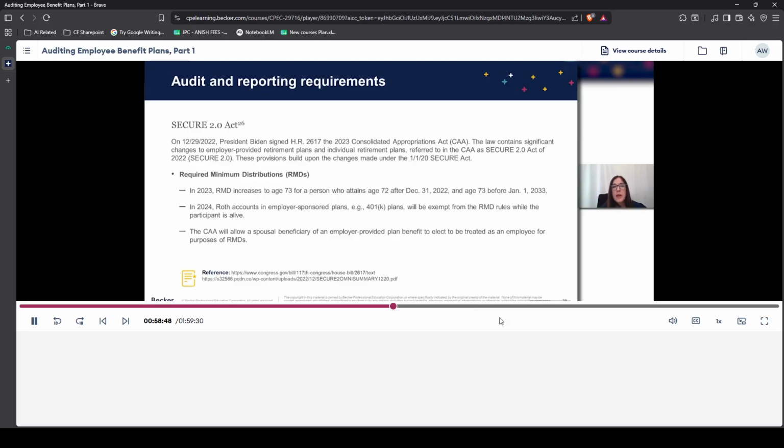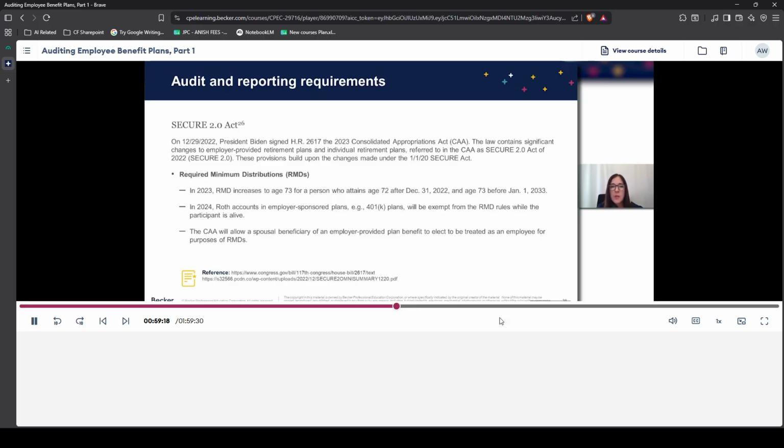Now, please bear with me here for the next couple of minutes as we go through these very detailed changes under Secure 2.0. A lot of dates, a lot of numbers. You're going to have to make sure that you're working with your plan sponsors so that they're familiar with these changes and when they take effect, because they will require the plan documents to be amended.